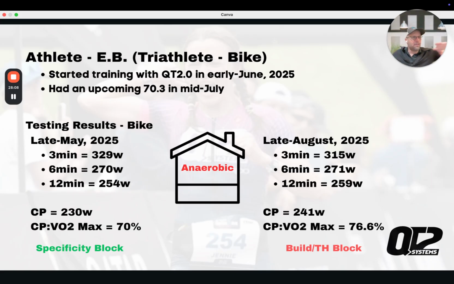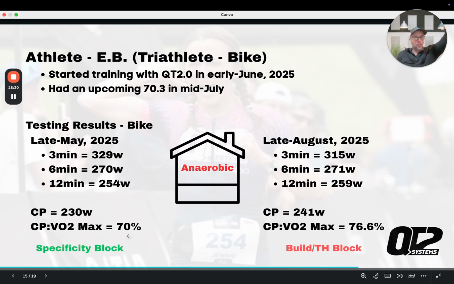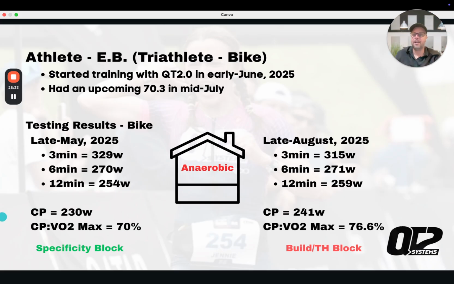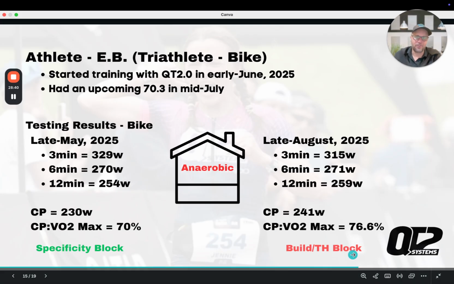And then right around the race time frame in mid-July, we thought we had a step back with regards to the injury, and we got distracted from things. So we probably should have tested in mid-July, but we didn't. That said, the critical power to VO2 max ratio from May was so low, so anaerobic, that it was pretty clear that the right move was probably going to be to go into a build threshold block. Okay. So we did that.